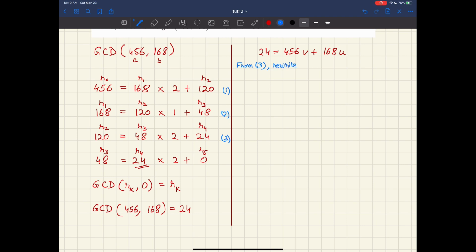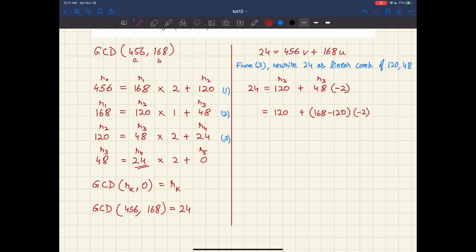Now here, I'll just move 48 times 2 to the other side, and that will give me 24 as a combination of these, R2 and R3. So 24 is 120 plus 48 times minus 2. Now you have to take care of what number is your remainder and what is the coefficient of that. We don't want you to solve these equations.